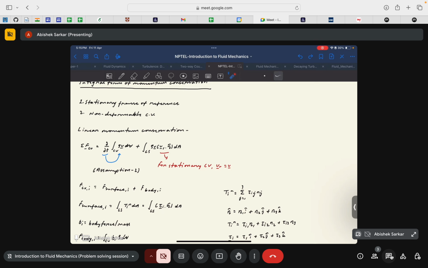We know that the velocity in the Reynolds transport theorem is actually the relative velocity of the fluid with respect to the control volume. That's why when we consider a stationary control volume, the fluid flow relative to the control volume becomes the absolute velocity of the fluid flow. So the second assumption results in V_R being equal to V, which is shown here.